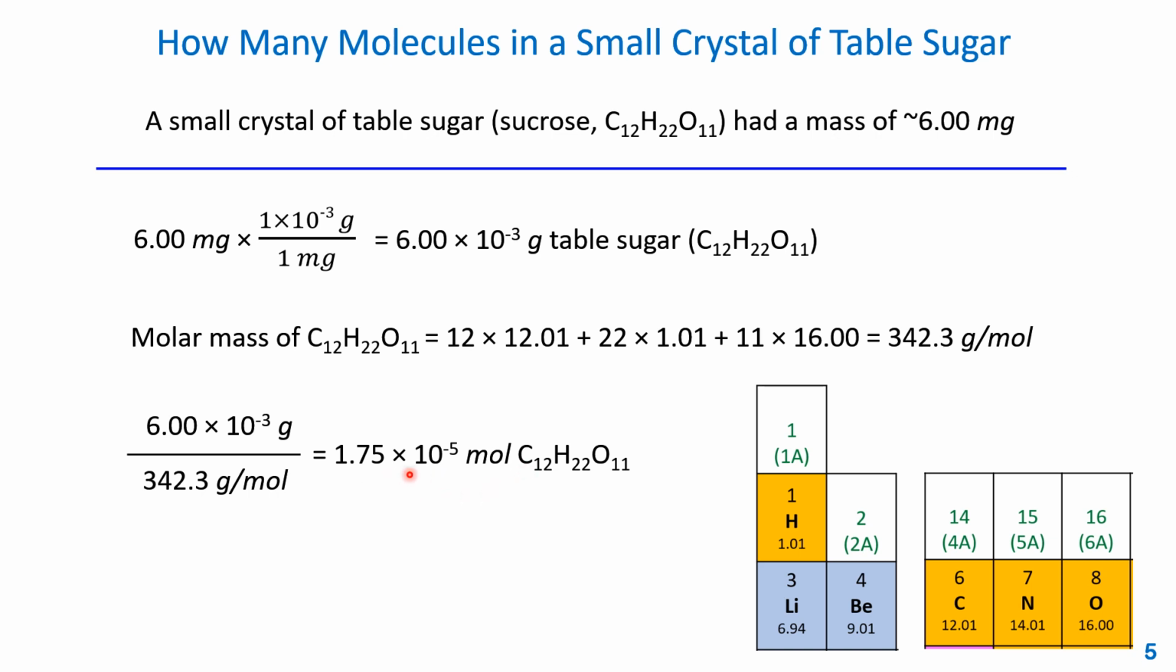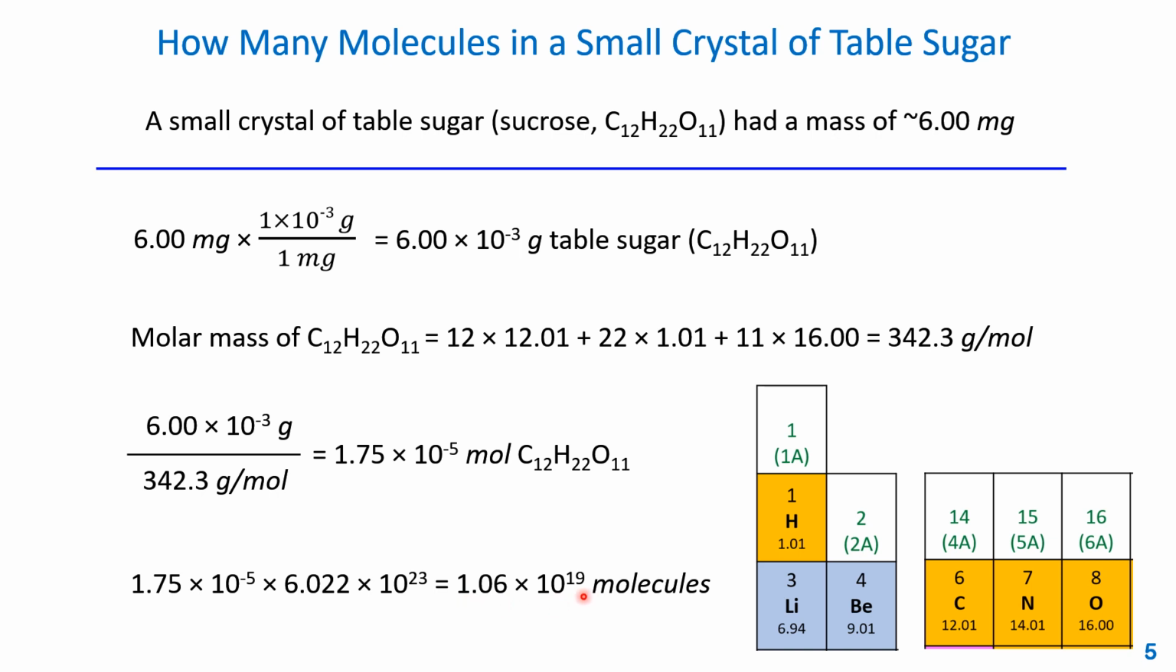And then when we have this number of moles, one more step, we can calculate the number of molecules. Just use the moles times Avogadro's number. And then we have 1.06 times 10 to the 19 molecules. That's also a huge number. Just one small crystal of table sugar, we have more than billions of molecules.